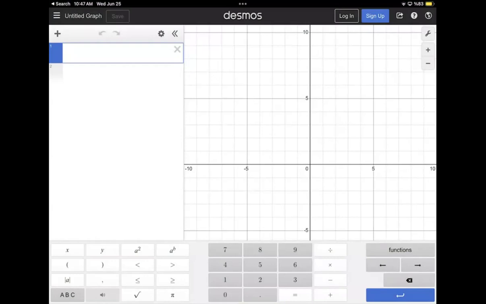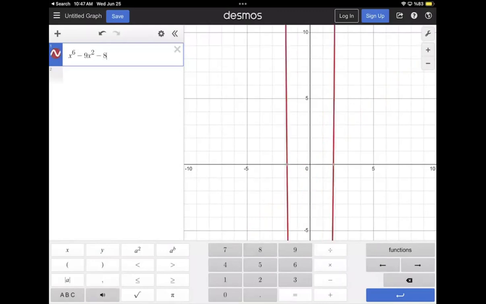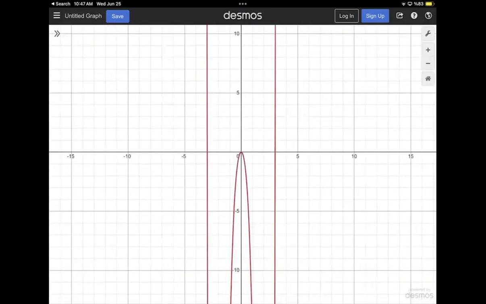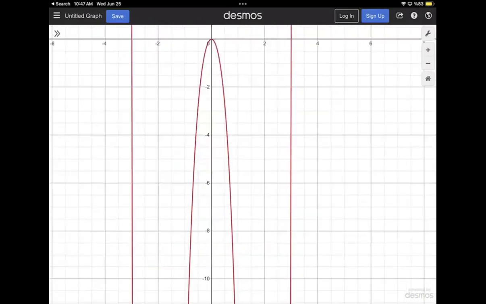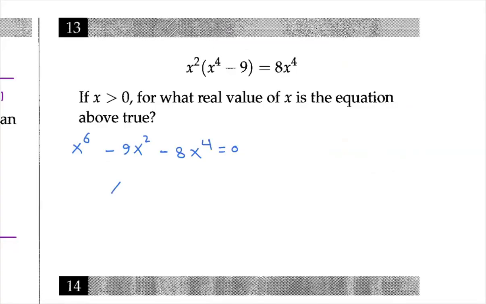Let's write the equation we have. It's x to the power 6 negative 9x squared negative 8x to the power 4. Then we will just get the x-intercepts. Zoom out to see the shape of the function, if you want to see all of the function, and you will find that the x-intercepts are here. We have three x-intercepts, which are -3, 0, and 3. So the three values of x we got are x equals -3, x equals 0, and x equals 3. And since here x is positive, x greater than 0, we will refuse these two values, and the only accepted value is x equals 3.